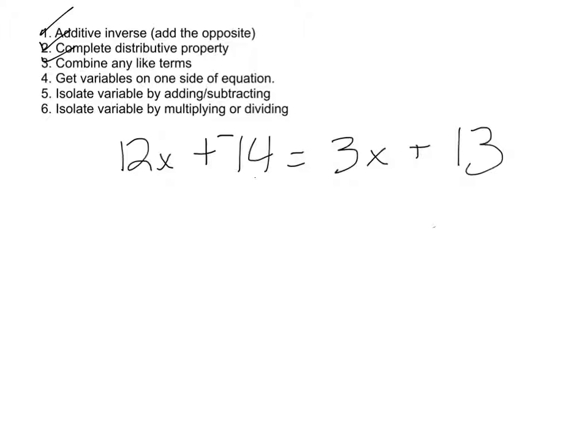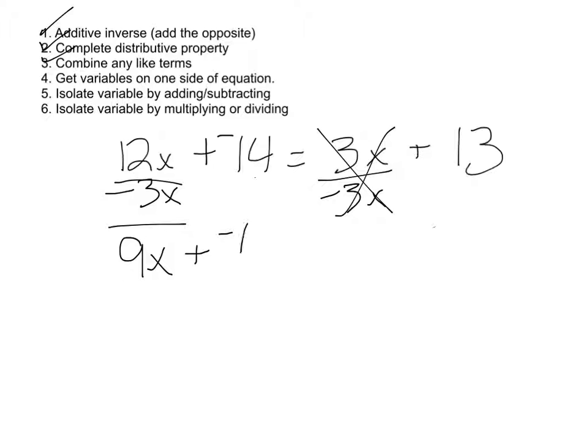All right, so step 4, get variables on one side of the equation. I do that by canceling out one. And the only way to cancel out either 12x or 3x, well, I'm going to subtract 3x. Generally, a good rule of thumb is to cancel out the lowest value, the negative number or the lowest value of the integer or rational number. So we have 12x minus 3x. That gives us 9x plus negative 14 equals 13. That's what we have left over because we canceled out the 3x.